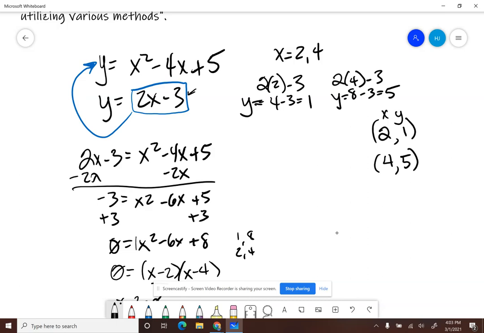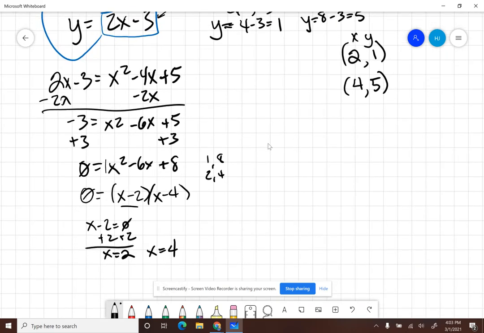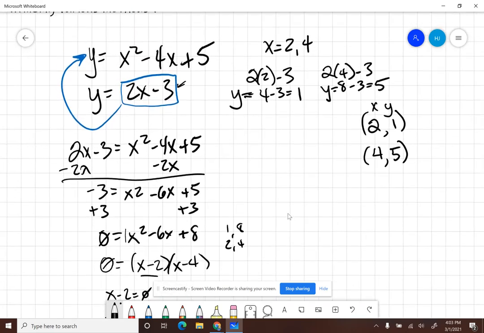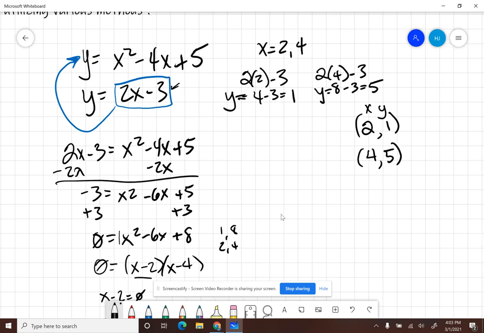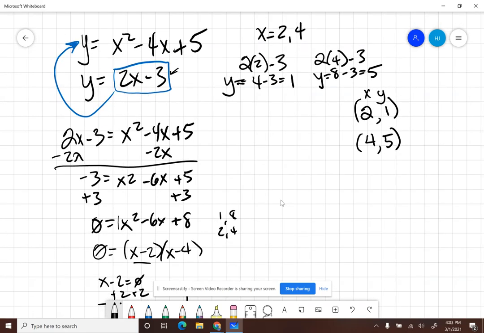So again, I want you to understand that when you're working with systems that are linear and quadratic, you're going to actually have two solutions, not just one. So now let's look at this graphically, because I think this is probably what most of you are going to do anyway. But I just wanted to show you how to do it algebraically in case that ever comes up in college algebra specifically.